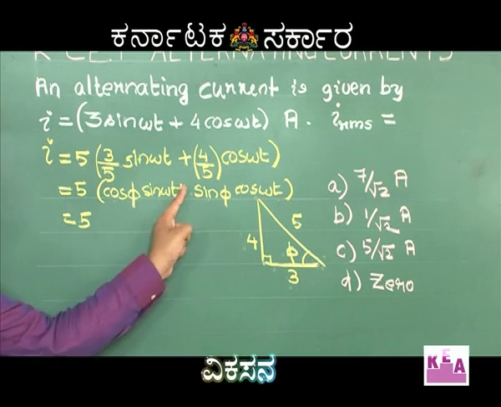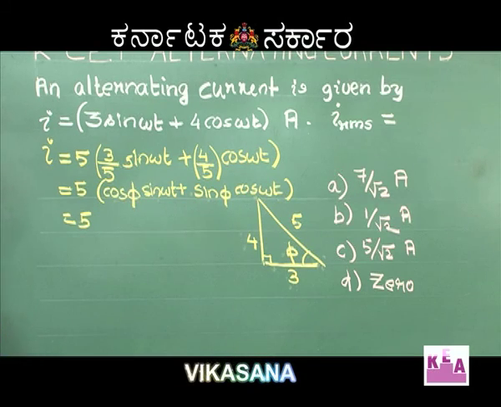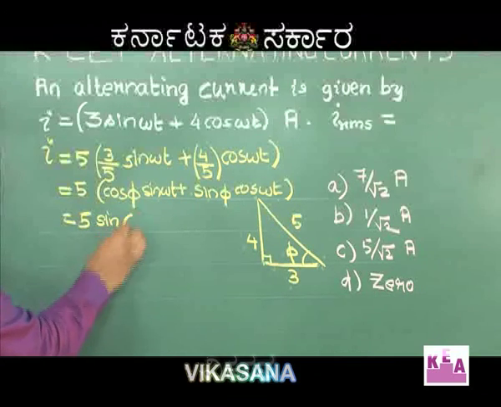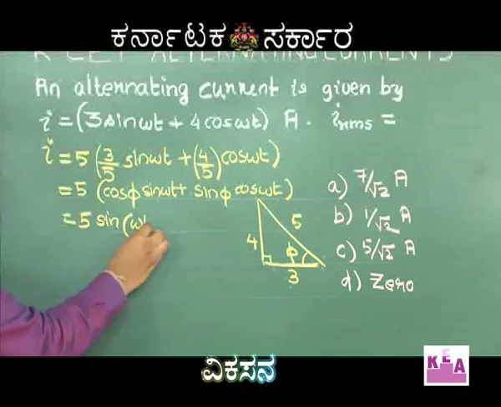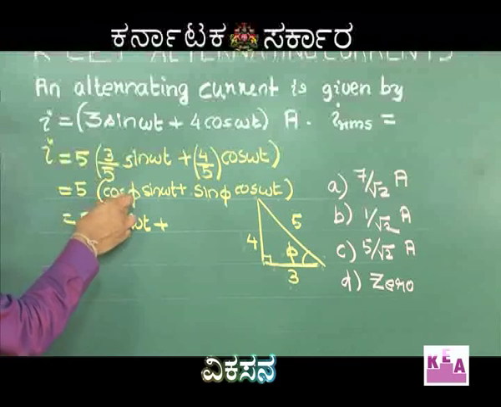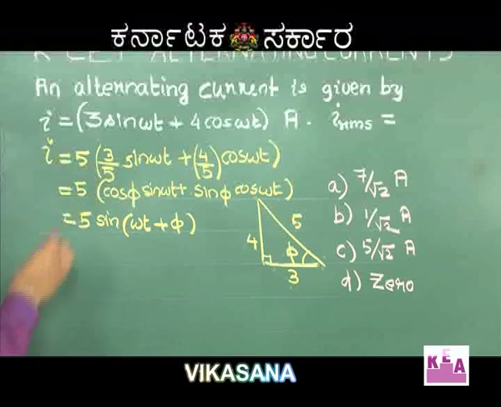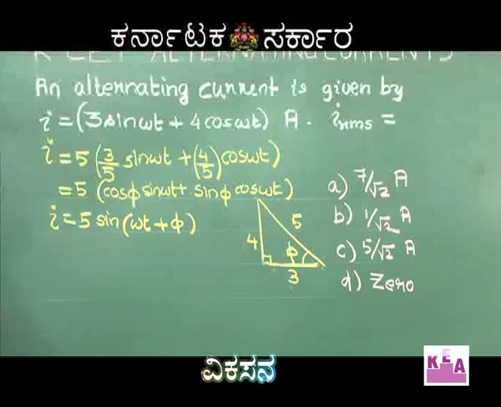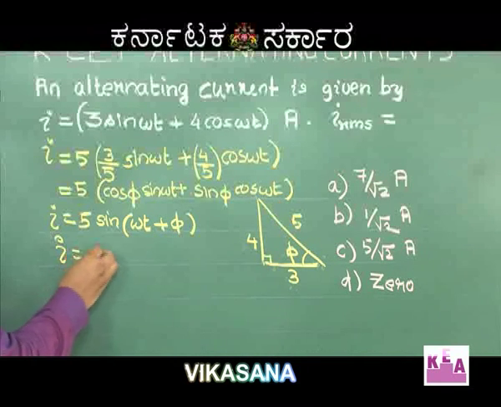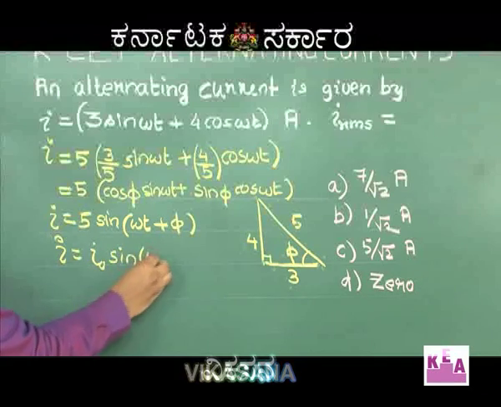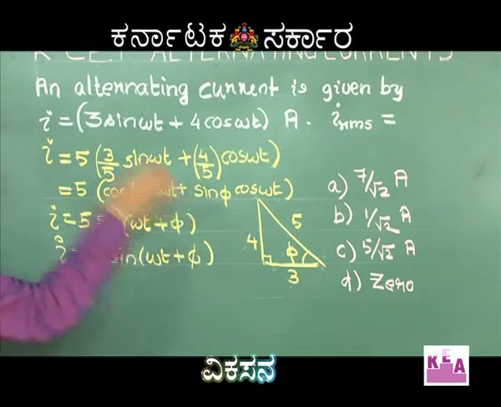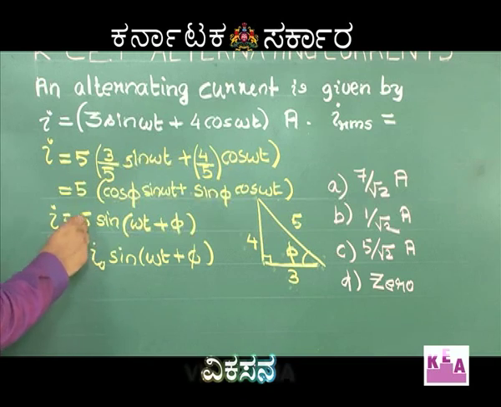Sin A cos B plus cos A sin B. Therefore, we can write this as sin of A plus B, which will be nothing but sin of A. In place of A, we have omega t. In place of B, we have phi. So therefore, this equation can be rewritten as I is equal to 5 sin omega t plus phi. Now, this appears to be in the standard form, which is I is equal to I naught sine omega t plus phi. Now, I naught is equal to 5.